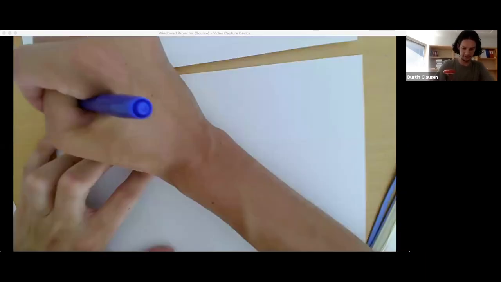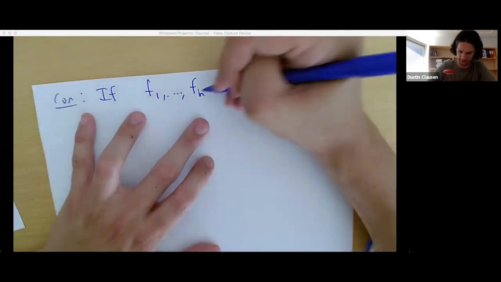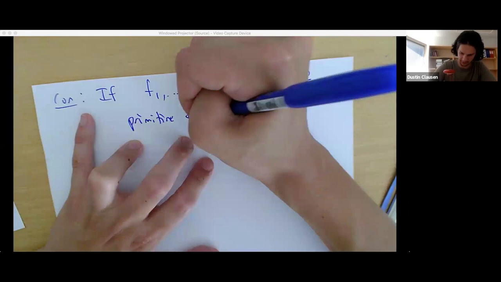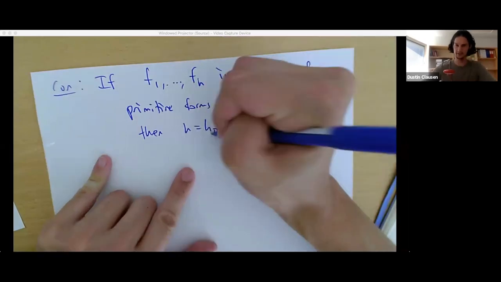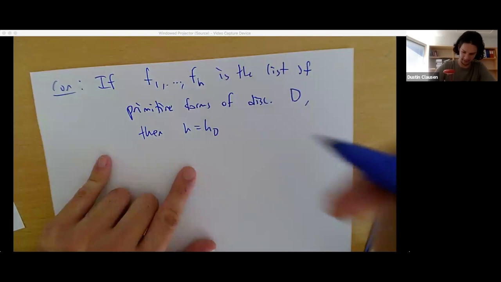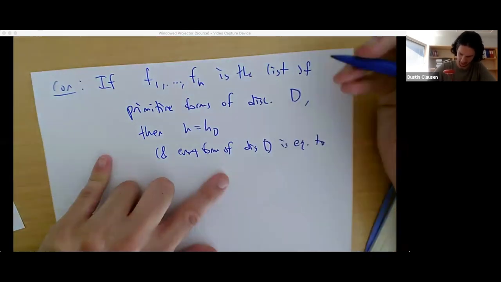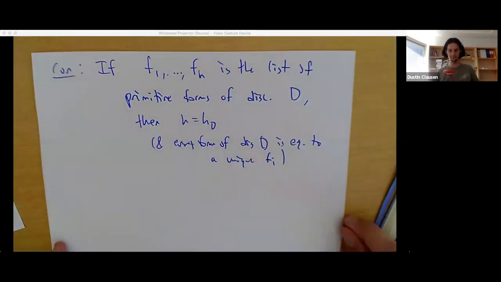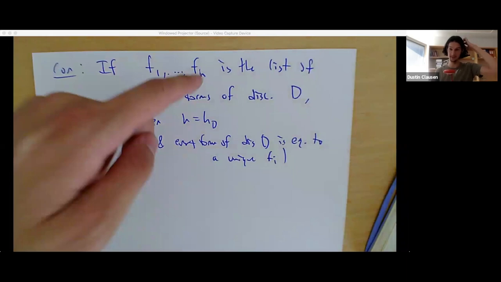So here's a corollary. Well, I'm just sort of rethinking things. If F1 through FH is the list of reduced forms of discriminant D, then H is equal to H_D, and every form of discriminant D is equivalent to a unique F_i. So this is how you calculate class numbers. You just look at all the reduced forms of discriminant D. There's going to be only finitely many of them. Look at all the possibilities for A and B and so on. And then that's your list. And then the number of them is the class number. That's it. Simple as that.